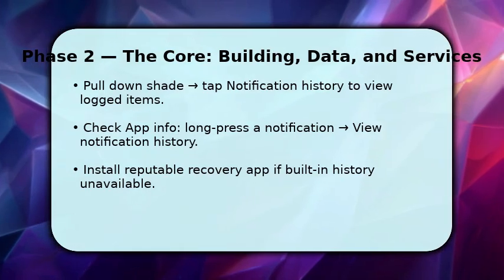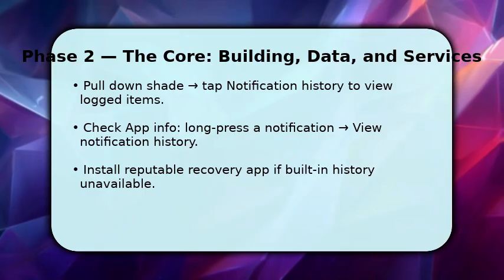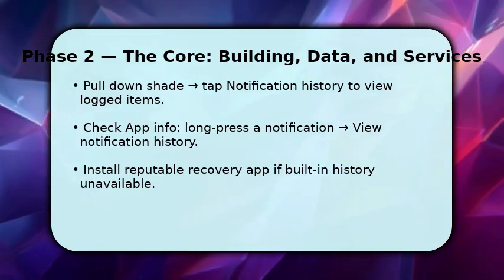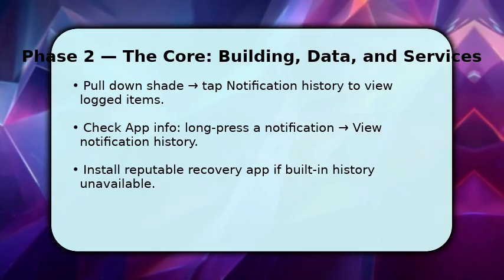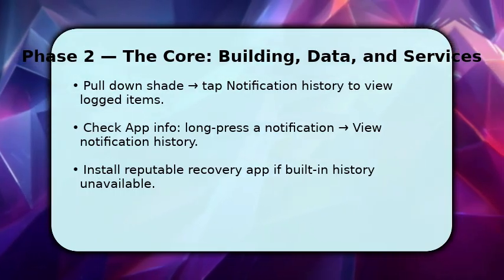Next, access the logged alerts and use app-level options to recover details. Pull down the notification shade, tap Notification History, and scan the list for the deleted item. This shows content and timestamp.